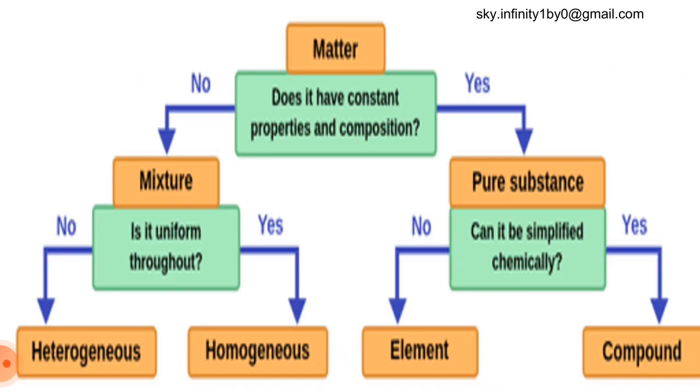This is a basic overview which shows whether the matter has a constant property and composition, whether the pure substance can be simplified chemically or not, and if the mixtures are uniform throughout. We all know that homogeneous mixtures are uniform throughout, whereas heterogeneous are not. Then compounds can be simplified chemically, and pure substances have constant properties and compositions.